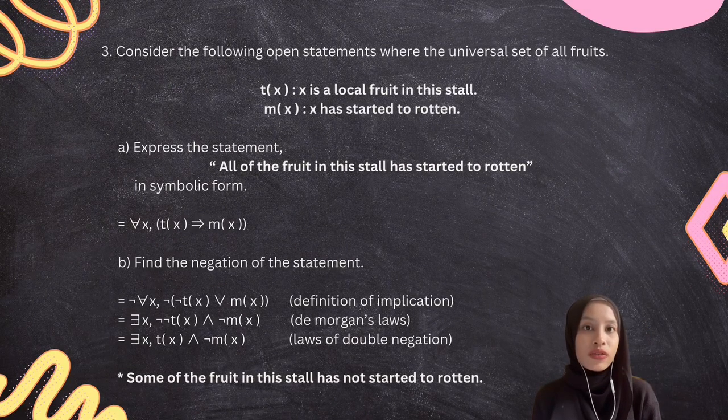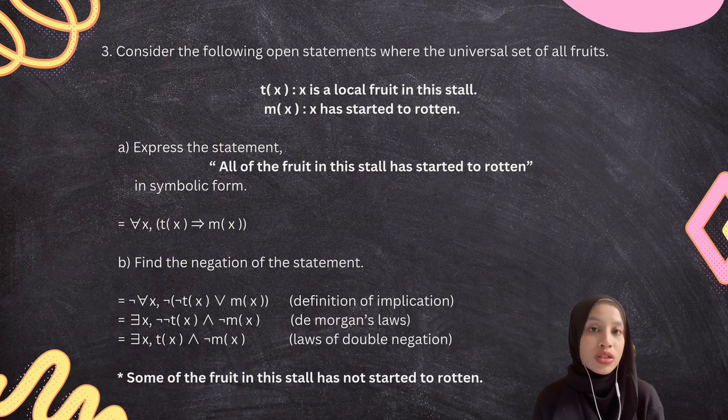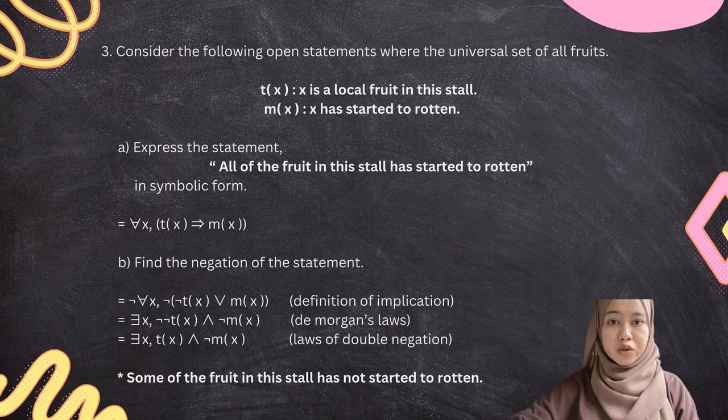3. Consider the following open statements where the universal set is all fruits. This means that x is equal to fruits. Tx, x is a local fruit in this stall. Mx, x has started to rotate. A. Express the statement all of the fruit in this stall has started to rotate in symbolic form. So we get for all x such that Tx implies Mx.